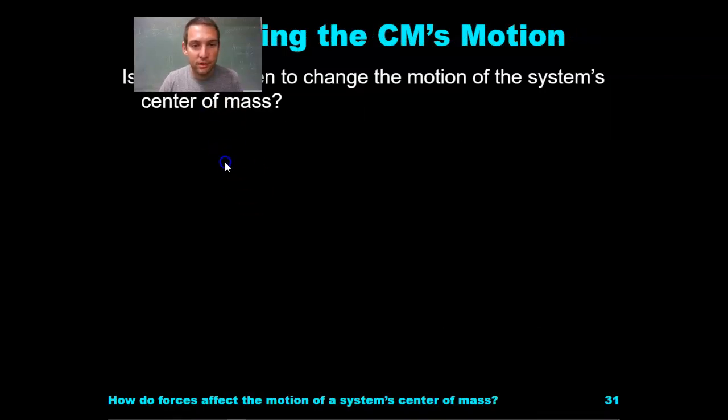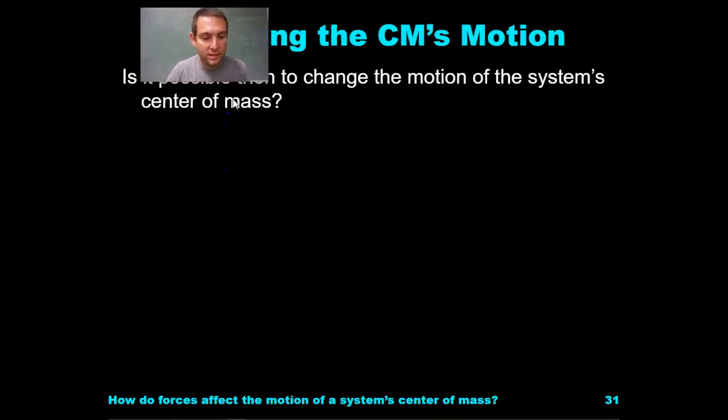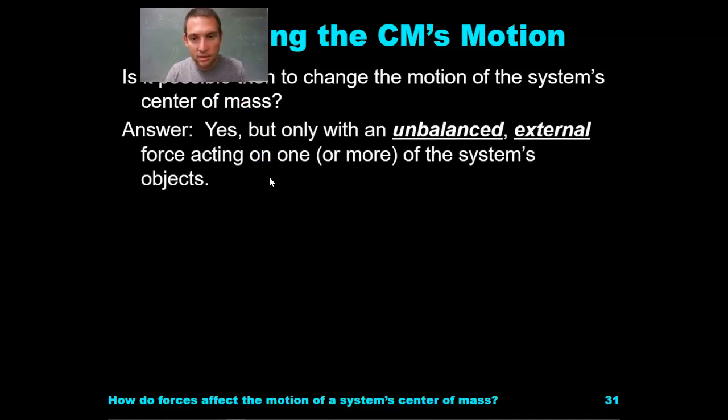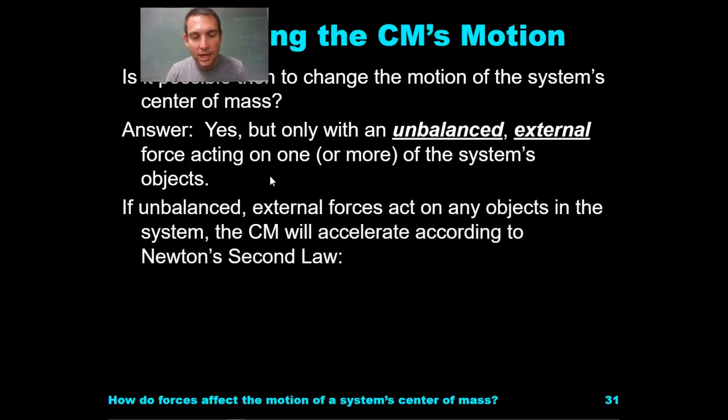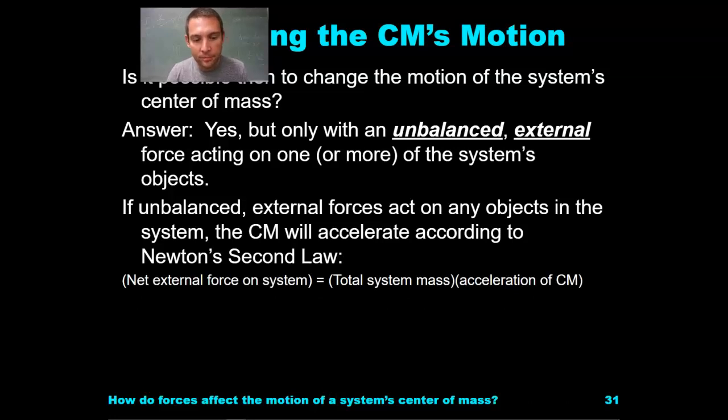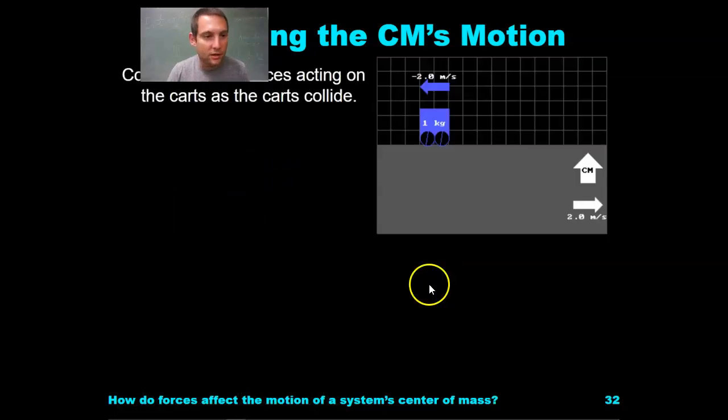Is it possible to then change the motion of the system's center of mass? Yes, but only with an unbalanced external force acting on one or more of the system's objects. If an unbalanced external force acts on any object in the system, the center of mass will accelerate according to Newton's second law. The net force equals the total system mass times the acceleration of the center of mass.